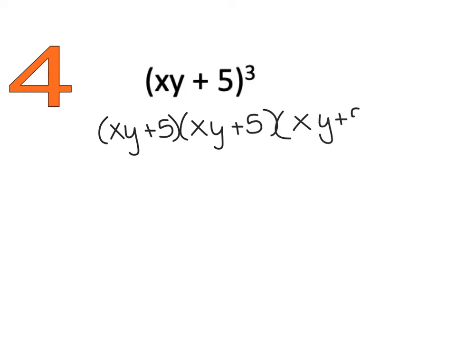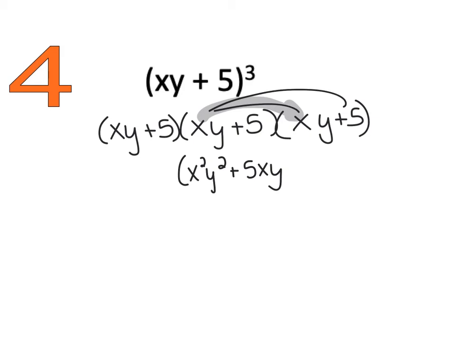And this is probably going to get a little bit ugly, but I'm going to multiply 2 of them together first. So I'm going to have 4 multiplications. I'm going to do xy times xy, which is x squared y squared plus 5xy. So I'm going to distribute there. And then I'm going to distribute this 5. So it's going to give me another plus 5xy plus 25.